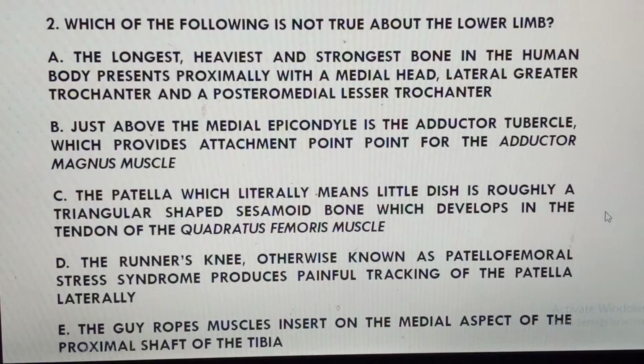You get to know that just above the medial epicondyle, we have what we call the adductor tubercle for adductor magnus muscle. Option C says the patella, which literally means little dish, is a roughly triangular shaped sesamoid bone which develops in the tendon of the quadriceps femoris muscle. Yes, this is actually a very true statement. It will develop in the tendon of the quadriceps muscle.